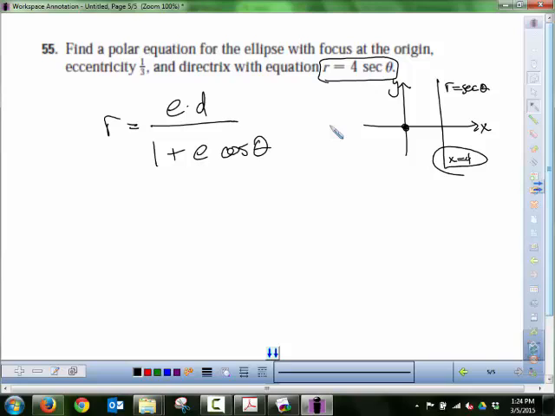Okay? So it looks like we have all our stuff here. We have e. We have d. And we have the rest of that. Somebody said it was cosine.